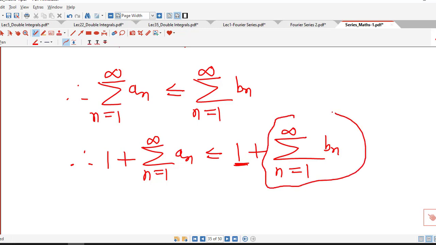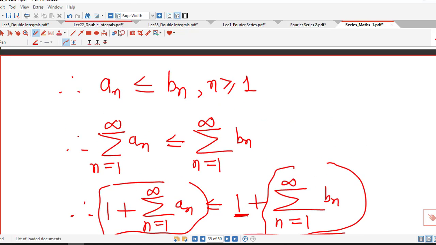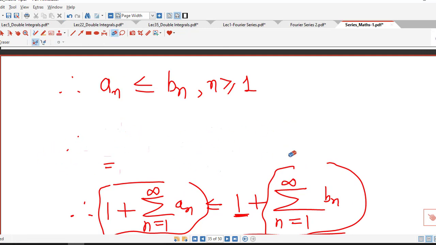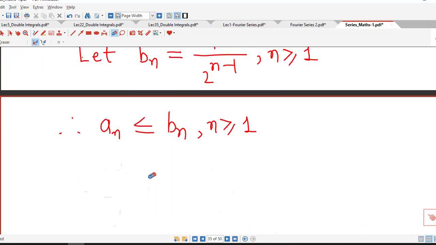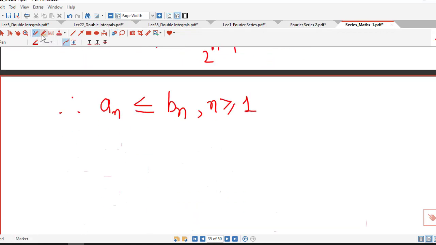So if this series is convergent, this 1 plus this series is also convergent, and therefore this series is also convergent. So all we have to check is convergence of sigma bn. This is just for understanding. It is not necessary to mention all these things. So an is less than or equal to bn, and now we check what is sigma bn.